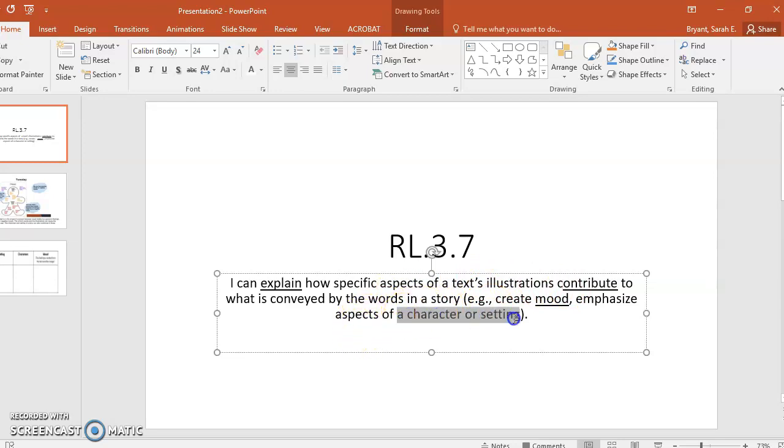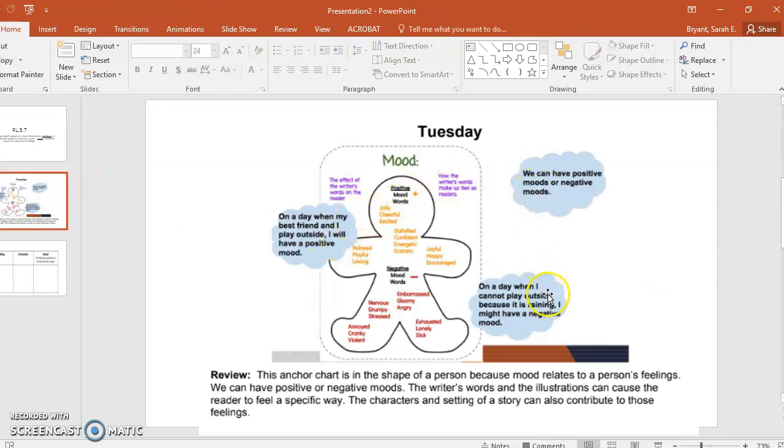We really know what the character and setting mean, but just as a reminder, what does the word mood mean? If we look at the mood, it can be positive or negative, and it's what you get from the text and illustration. It creates a feeling. Some positive moods are joyful, cheerful, excited. Some negative moods are gloomy, angry, and embarrassed. One example they give: one day when my best friend and I play outside, I will have a positive mood. You're going to be happy. The feeling is going to be very joyful.